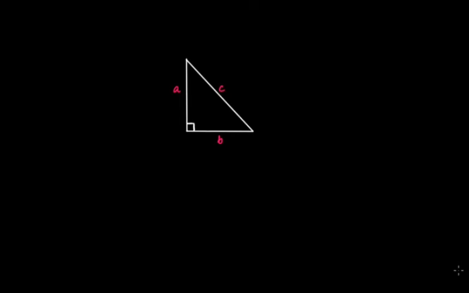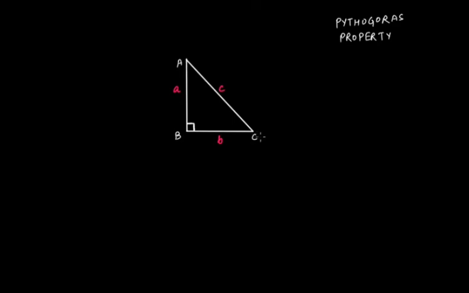What I want to discuss now is Pythagoras property. Okay, so Pythagoras property. We have this triangle here, and let's name it A, B, and C.